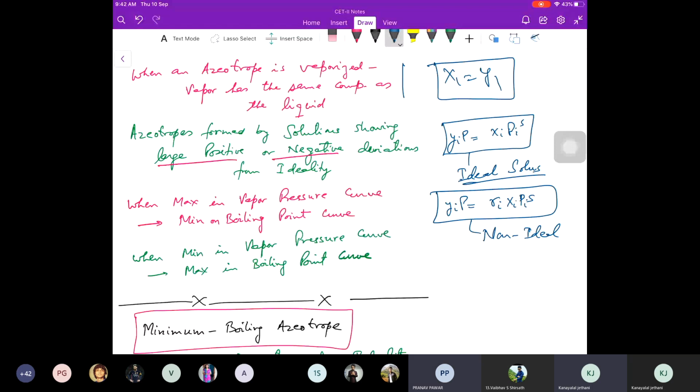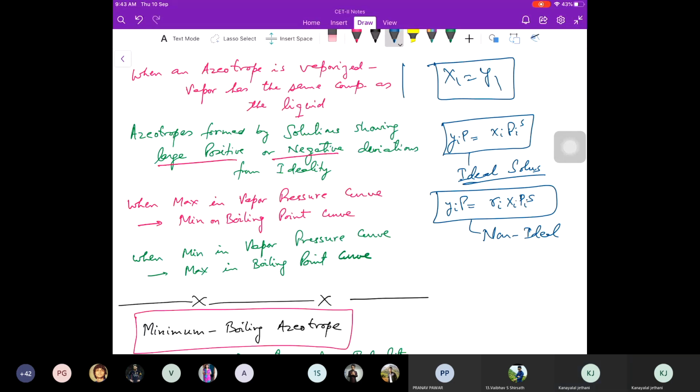What does non-ideal mean? Partial pressure is greater than the partial pressure calculated by Raoult's law, right? That's the definition of non-ideal. With positive deviation, the actual partial pressure is more than what is calculated by Raoult's law. Negative deviation is when the actual partial pressure is less than that calculated by Raoult's law. That is the definition of non-ideal, right?